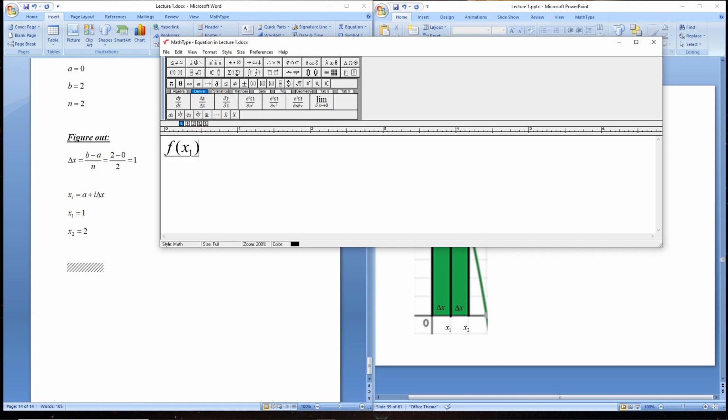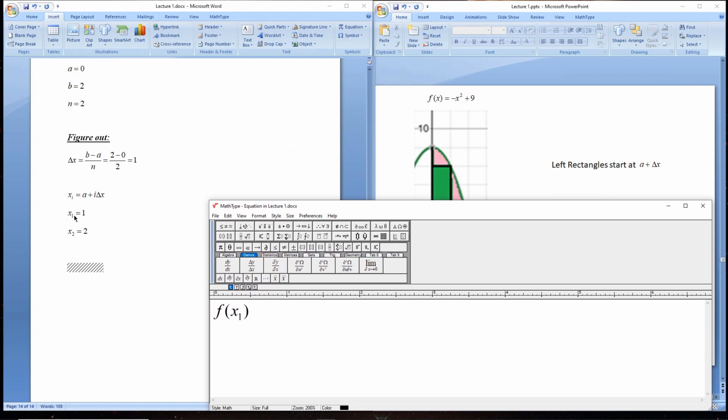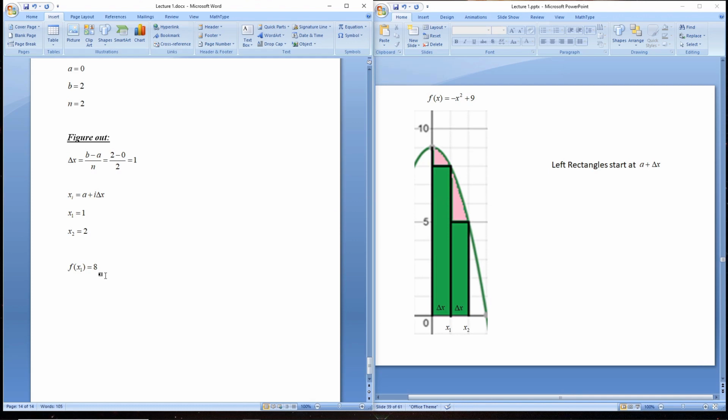So x sub 1. If we take x sub 1, which is 1, and plug it into the function, minus x squared plus 9, then we find out that f of x sub 1 must be 8. 8 is the height of the first rectangle. Let's go on to the second.